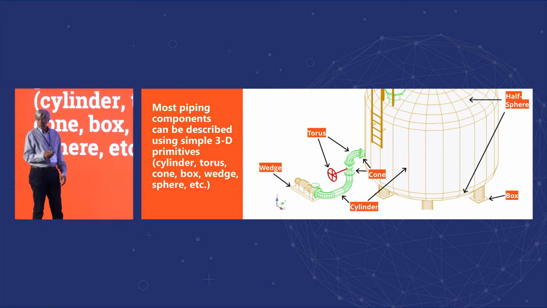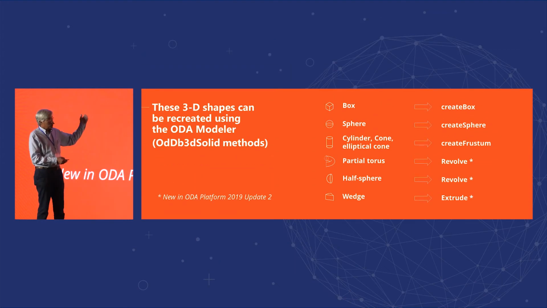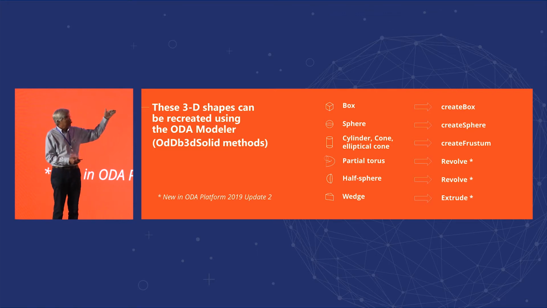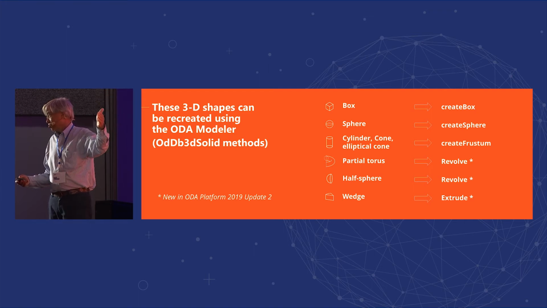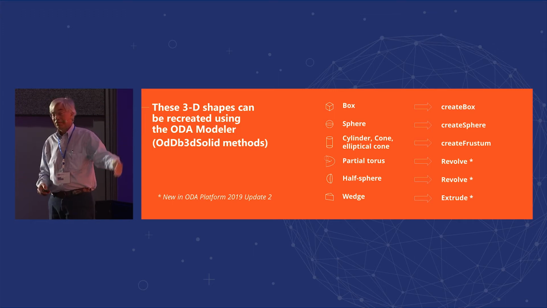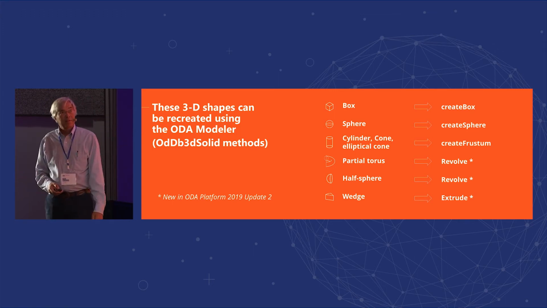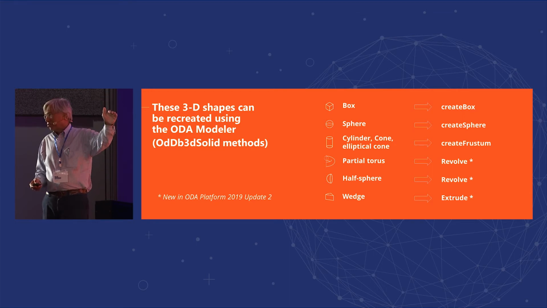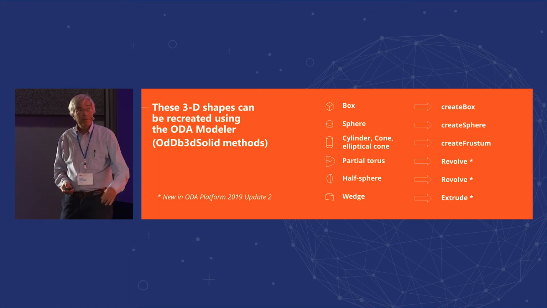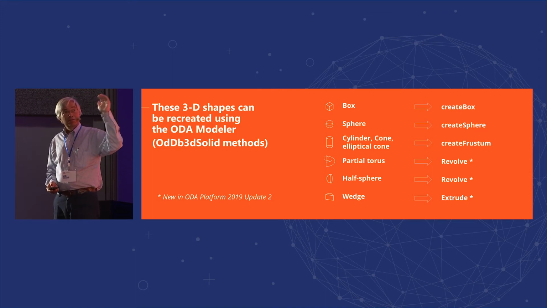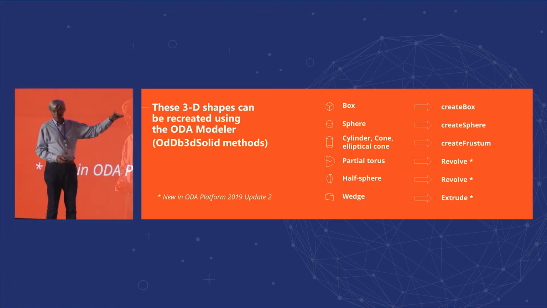So when we want to export our format into DWG, we handle the basic different kinds of components and use the ODA features. For example, a box. There's a function called create box in the modeler, and of course that's very easy. That's just X, Y, and Z dimensions. Sphere is similar. For cylinder and cone, you can use something called create frustum.